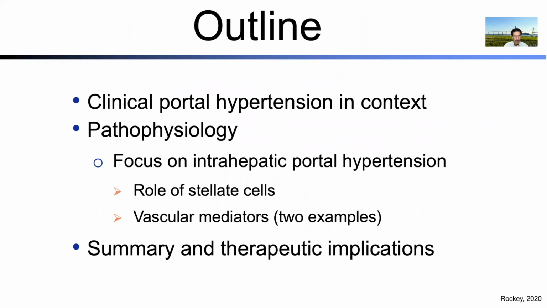I'm going to spend a minute talking about portal hypertension and present a patient, and then we'll talk briefly about both hepatic stellate cells and endothelial cells, as well as give you a story about two vascular mediators, and then I'll just spend a minute summing up.